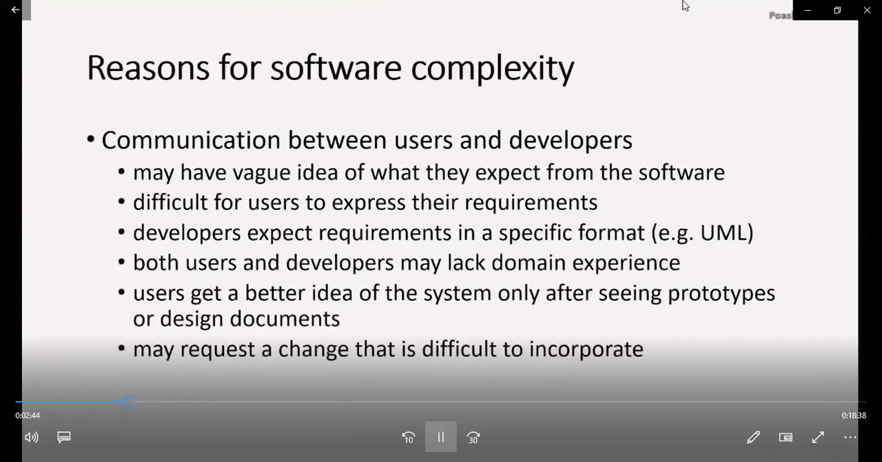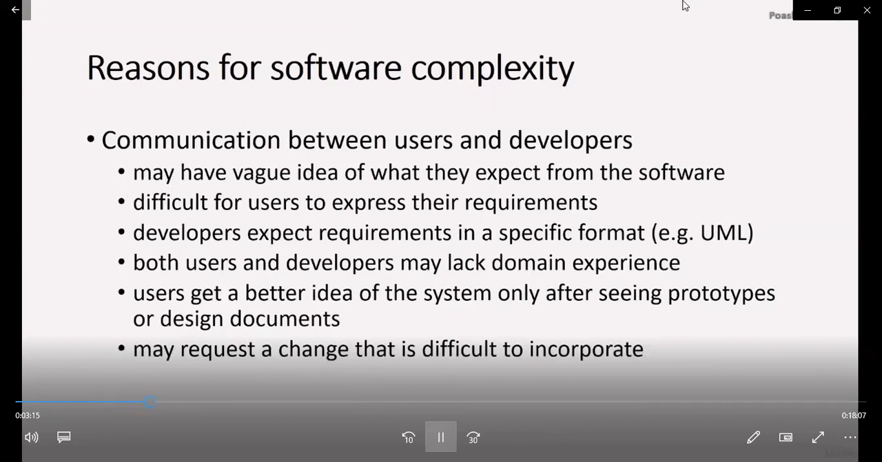The other reason is the communication between the users and the developers. Usually the users have a vague idea of what they expect from the software, and they may also find it difficult to express their requirements to the developers. And usually developers expect requirements to be in a specific format. Say, for example, they want the requirements to be specified in the UML format, where they expect use cases, class diagrams, interaction diagrams, like that. And that's not at all easy.